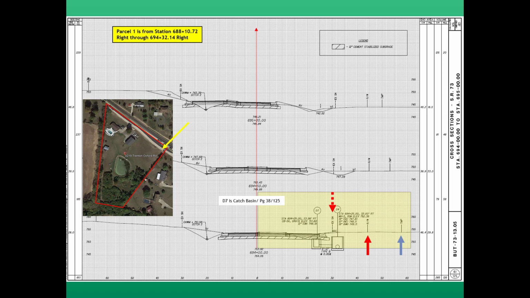Remember, there's a catch basin at this location. Red arrow showing us where the catch basin is at. And then the catch basin flows into an 18-inch conduit, showed by the other directional red arrow. The next highway station, 694 plus 50, is just beyond where Parcel 1 ends.